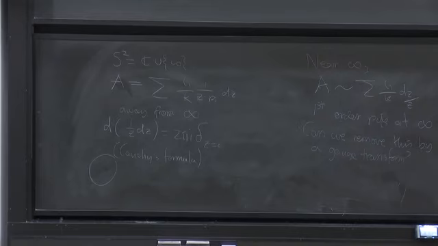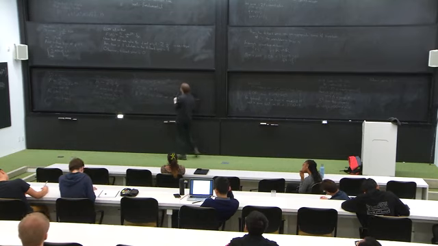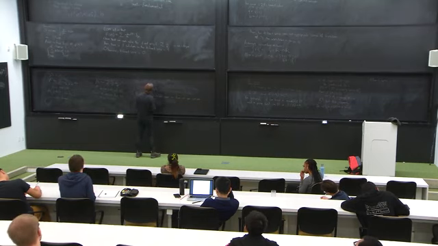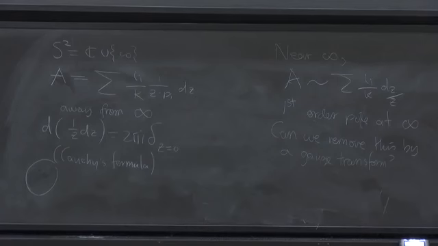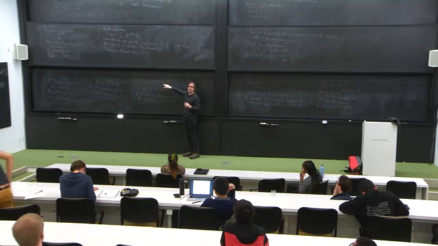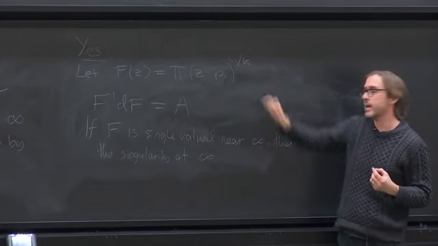So if f is single valued near infinity, then we can remove the singularity at infinity. So this happens if, when z is very large, these P's don't really matter. So the single valuedness is only about the sum of these Li's over k.